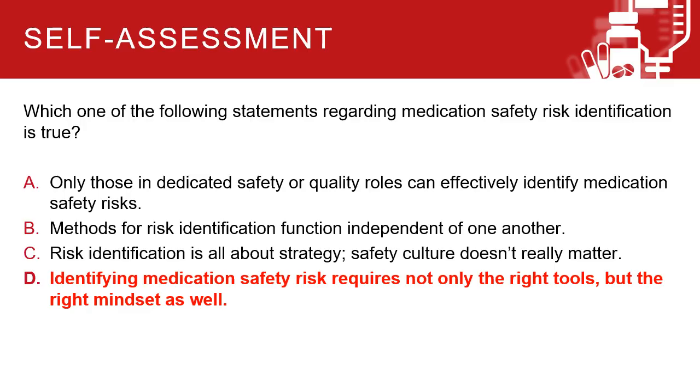And so our correct choice, option D, identifying medication safety risk requires not only the right tools, but the right mindset as well, is correct because it describes that effective medication safety risk identification goes beyond just the right tools. It requires a proactive mindset, a strong safety culture, and interdisciplinary collaboration. Risk identification is not a passive process, it demands a strategic approach that integrates various methodologies while fostering an environment where staff feel empowered to report concerns without fear of blame.